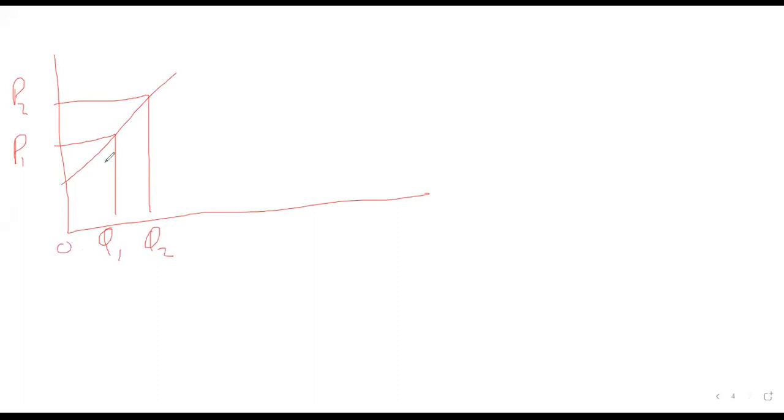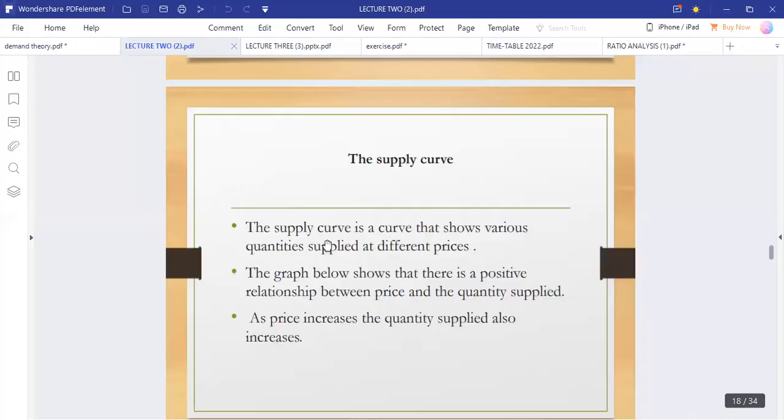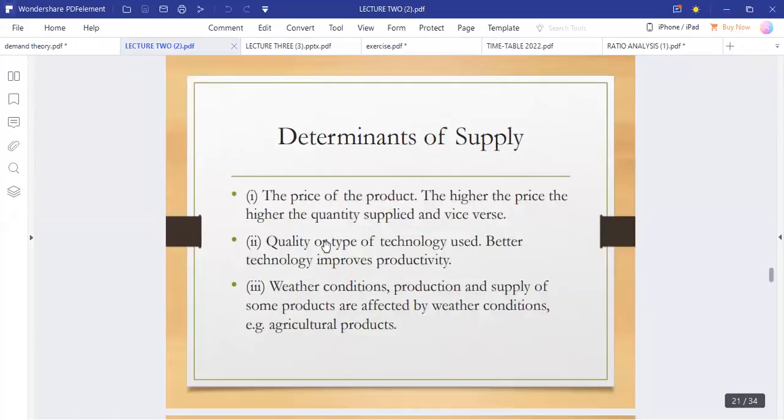This is in a similar scenario that FRA has. When you hear FRA saying the floor price is high, more people will be encouraged to plant maize because they know that the price is higher, they'll supply more and they'll make more money. So there are some factors that affect supply that we need to know. What are some of the factors that affect supply? Number one, the price of the product. If the price is high, you supply more. If the price is low, you supply less.